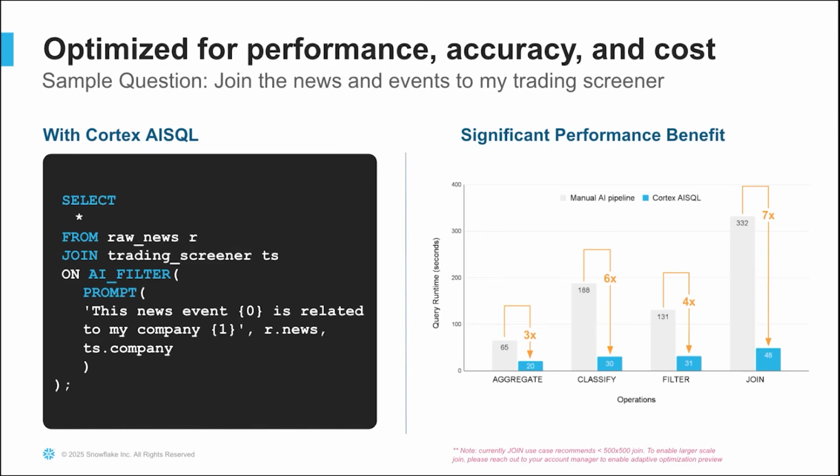We have this simple question like, join the news and events to my trading screener. And we have this select statement with AI SQL to make that happen. We are using AI Filter that can filter data in natural language that we want to find out. We don't have to do manual comparisons for our joins. We can actually say, hey, filter by using this. That's a powerful tool, so that way we can reduce operational costs, improve performance, and get the accuracy significantly higher. And it brings all that information to your fingertips really quickly and easily.